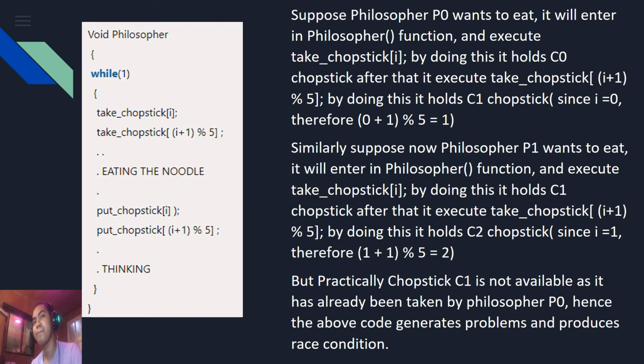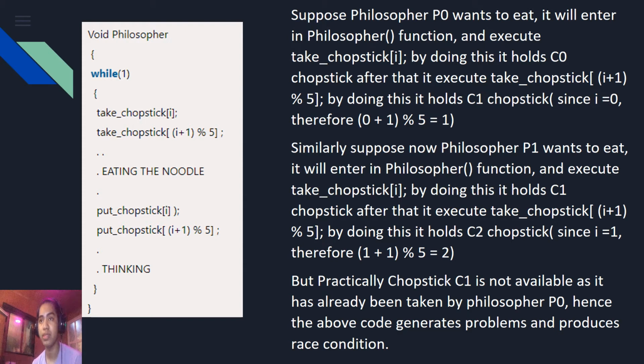Suppose philosopher P0 wants to eat. It will enter the philosopher function and execute take chopstick I. By doing this, it holds the C0 chopstick. After that, it executes take chopstick (I plus 1) percent 5. By doing this, it holds the C1 chopstick since I is equal to 0, therefore (0 plus 1) percent 5 is equal to 1.